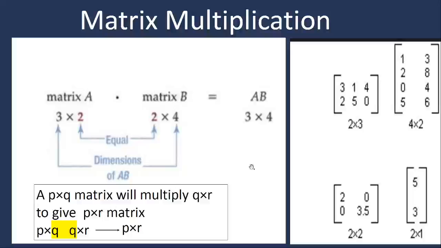Another example is shown here to our right. We have a 2 by 3 matrix and a 4 by 2 matrix. So we cannot multiply these matrices because here there's 3 and here there's 4. These numbers are different, so we cannot proceed to multiply. But if it was 3 here and 3 here, we could have multiplied these matrices. Also here, we have a 2 by 2 matrix and a 2 by 1 matrix. Since there's 2 here and 2 here, we can multiply these matrices to get a 2 by 1 matrix.